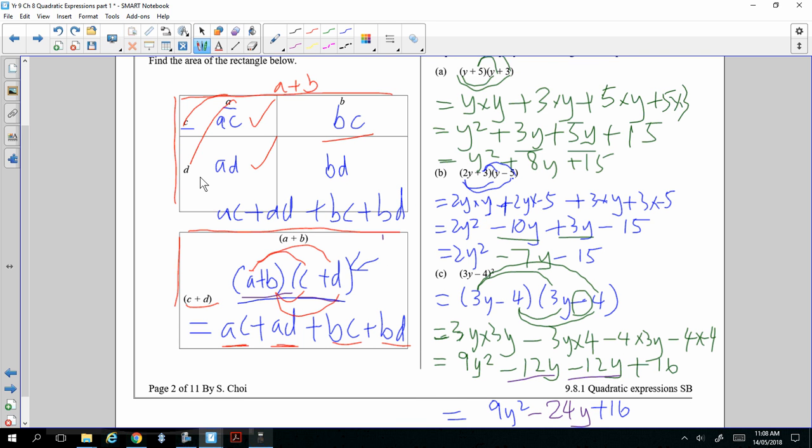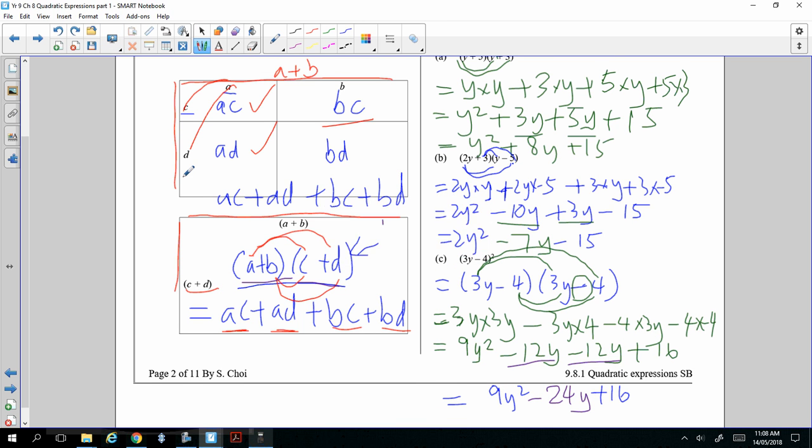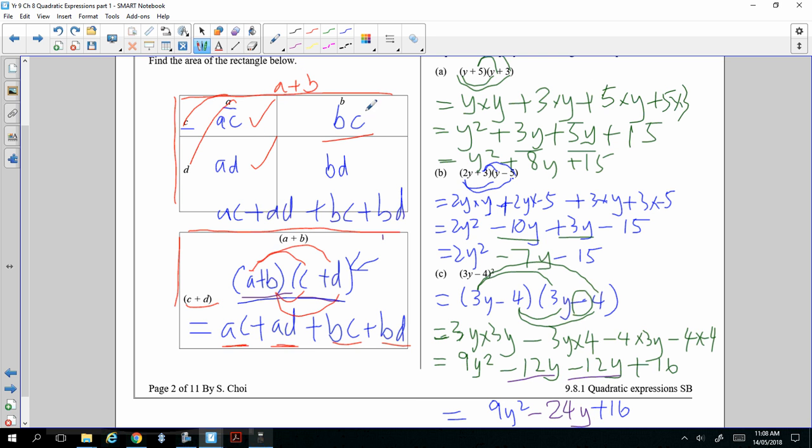So basically we use the idea of area of a rectangle to help us understand how to expand this binomial expansion. We looked at the case with the negative numbers, how it works with the negative term, and also how to expand with a perfect square. So make sure you look at these 3 examples for you to do the textbook work.